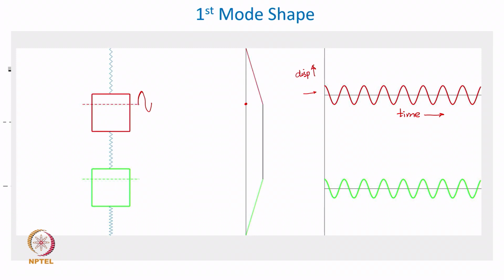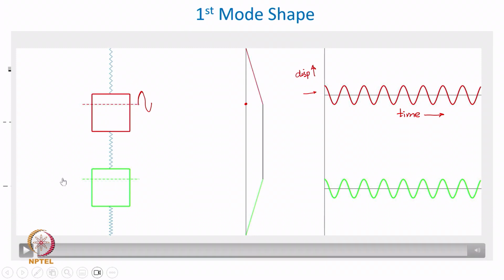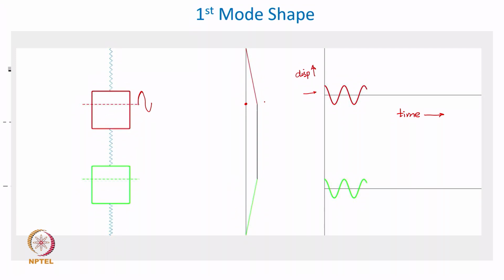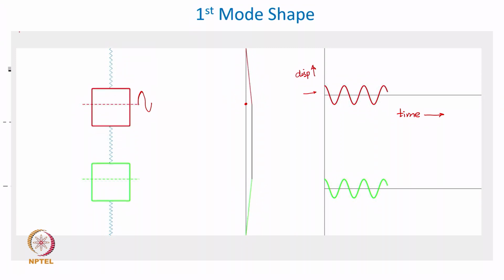Now, let us look at this again and have a look at their relative amplitude. See, both of the masses m1 and m2 are moving with the same amplitude. If I halt it at any instant of time, their displacements are identical.